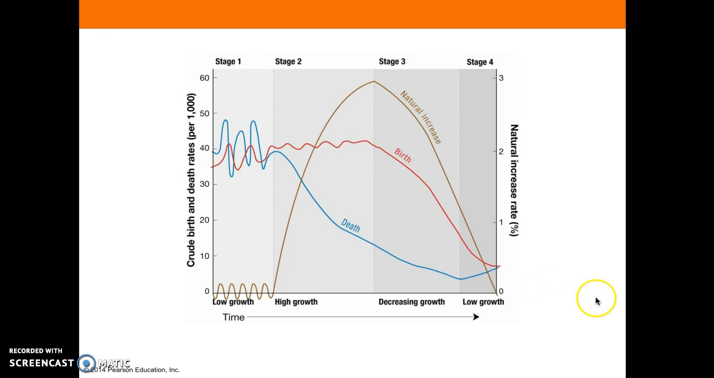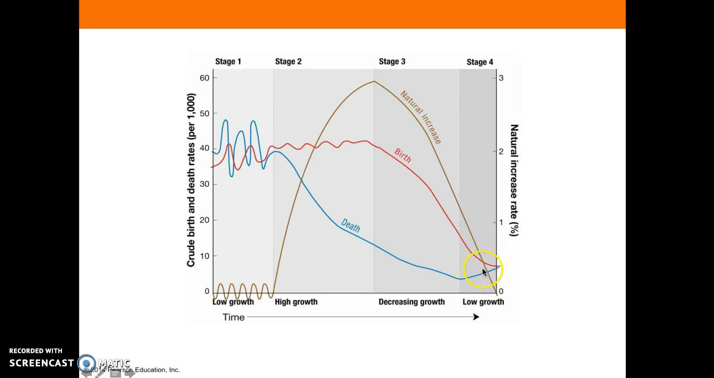And you're going to see that the growth rate, the natural increase rate, which started to decline in stage 3, is now really low. So now we're at low growth again. You see the birth rate has decreased. It's decreasing still throughout the stage, and then it's starting to level off. And you might see the death rate increase a little bit. So sometimes they draw it where it's straight across, and sometimes you'll see it where it increases a little bit.